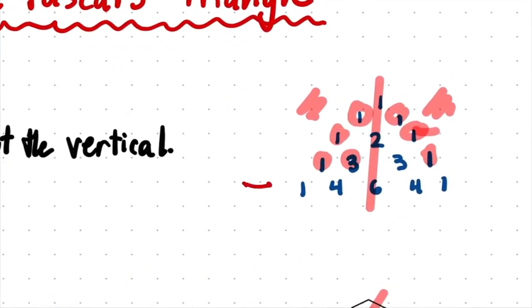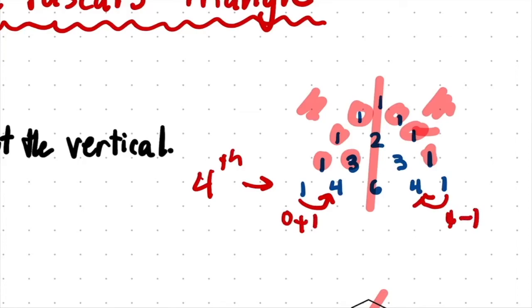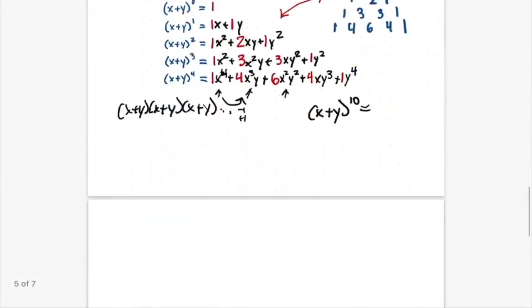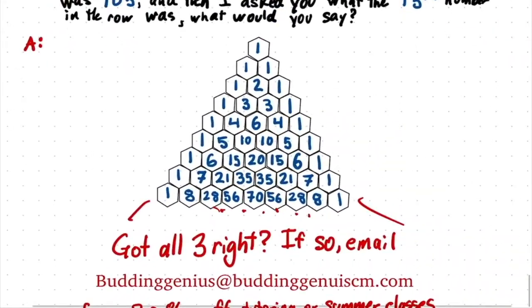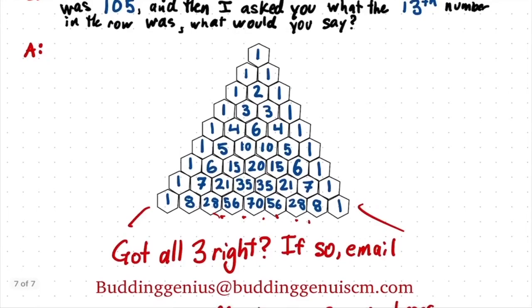So, in this row here, which we now know is the 4th row, the first number is the same as the 3rd number. So the 0 plus 1 number is the same as the 4 minus 1 number. If we go all the way back down here, we can look at the triangle again and say, for example, the 8th row, the second number, 1, 2, is the same as the 6th number. This one right here and this one right here, which is 8 minus 2.